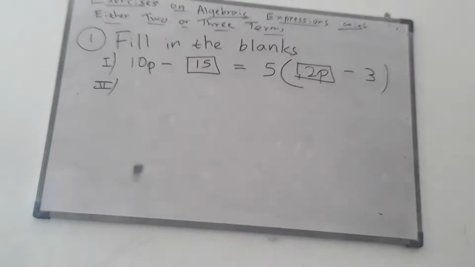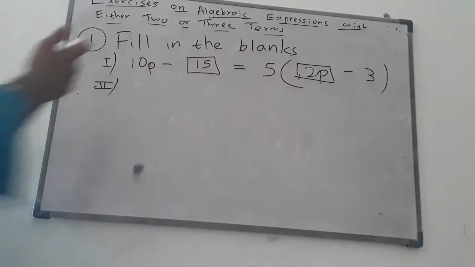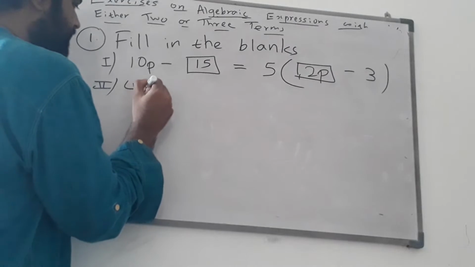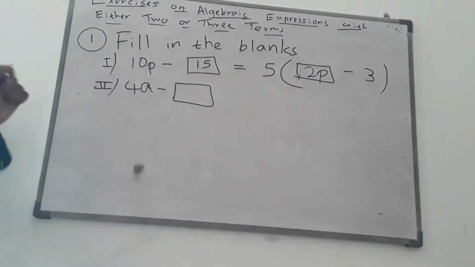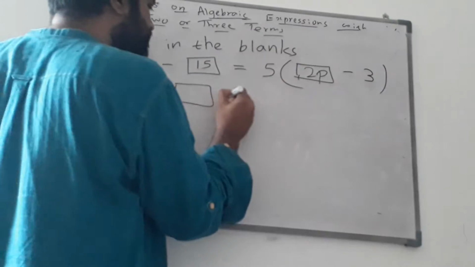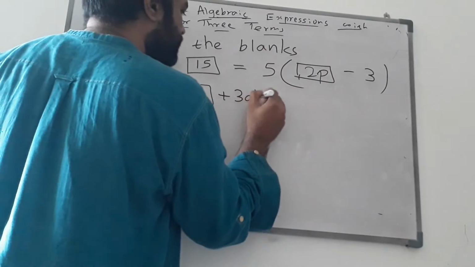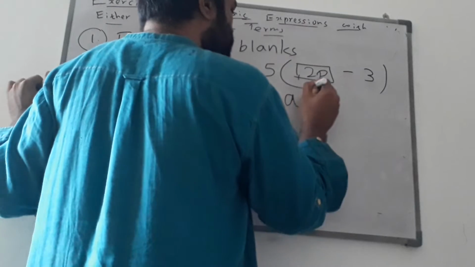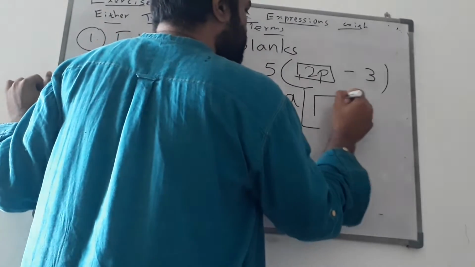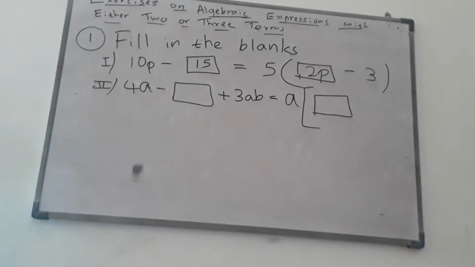Second question. The second question is an expression of 3 terms. 4a minus blank box plus 3ab equals a times something minus a plus another blank box.